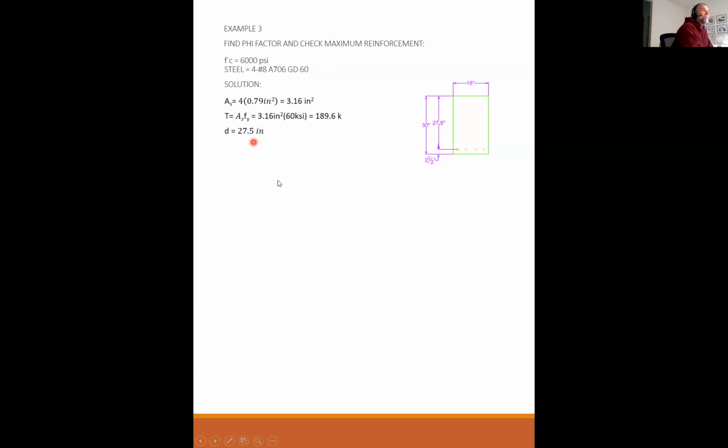d is 27.5. b is 18. a is AsFy over 0.85 f prime c b, as we just talked about a little bit earlier. So a equals AsFy over 0.85 f prime c b, which equals 2.07 inches. c is equal to a divided by beta 1. So beta 1 for 6,000 PSI concrete, we can either look it up in table 8.7 or we can use this interpolation. So for the interpolation, it's 0.85 minus 0.05, my f prime c goes here, 4,000 over 1,000. I get 0.75 for my beta 1. So c is 2.07 over 0.75, which is 2.76 inches.